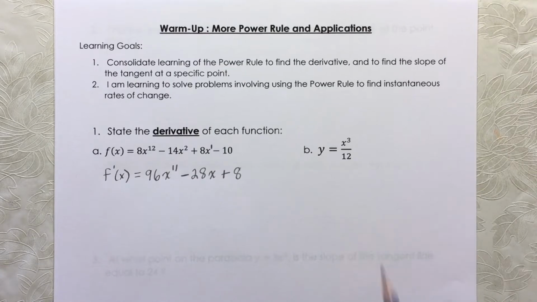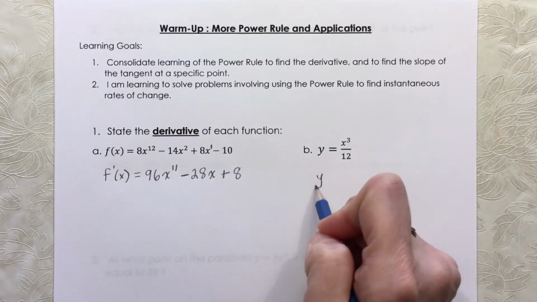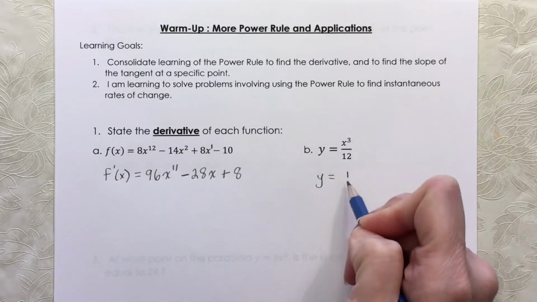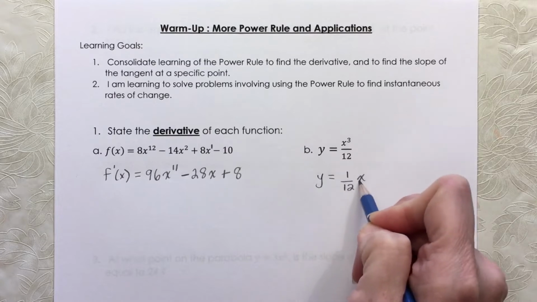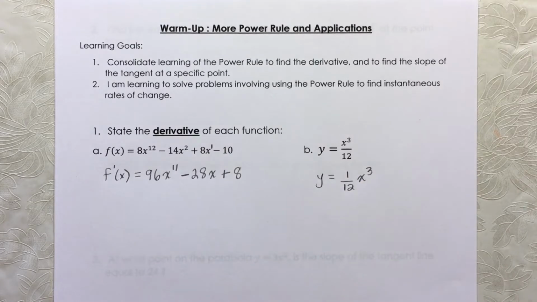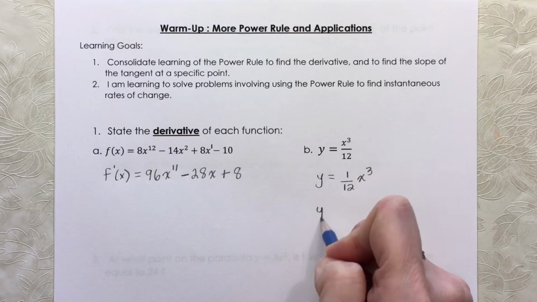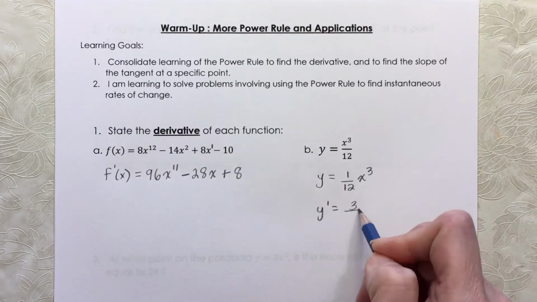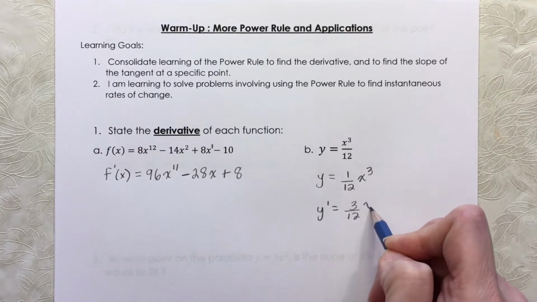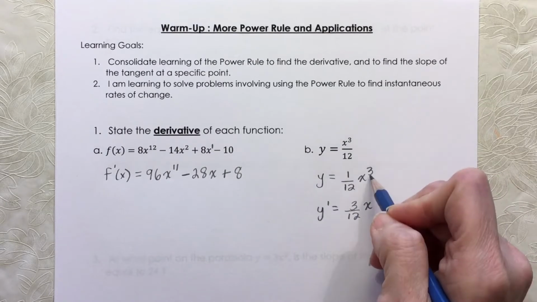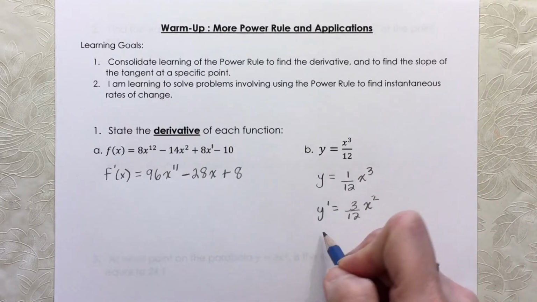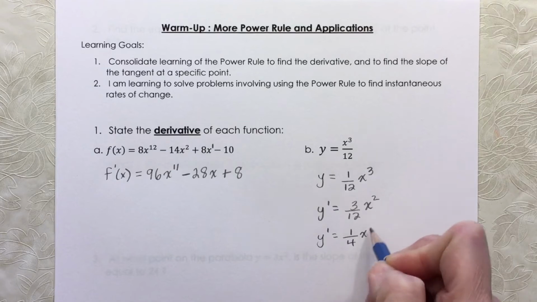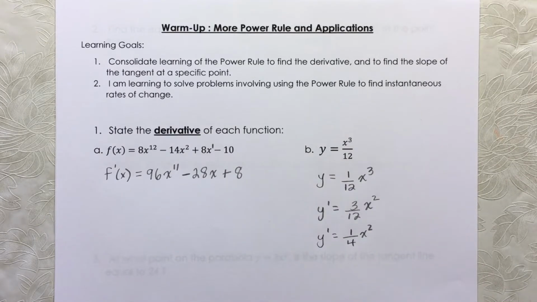In B, I would first rewrite it so that the 1/12 pops out in front of the x cubed to get it ready to differentiate. And now I would find y prime by multiplying 3 by a 12th. And you get 3/12, and then reduce the exponent by 1. And then 3/12 reduces to 1/4 x squared. So that would be the derivative.